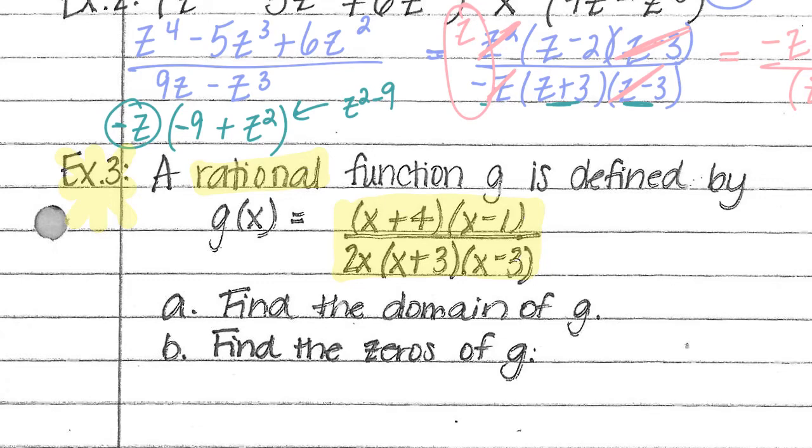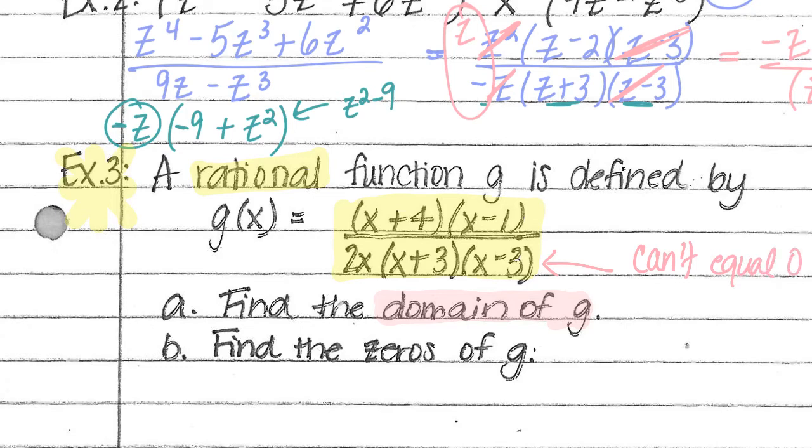The first question is telling us to find the domain. Well, we are going to find the domain in the denominator. Okay, so remember that if anything in the denominator equals 0, it can't.